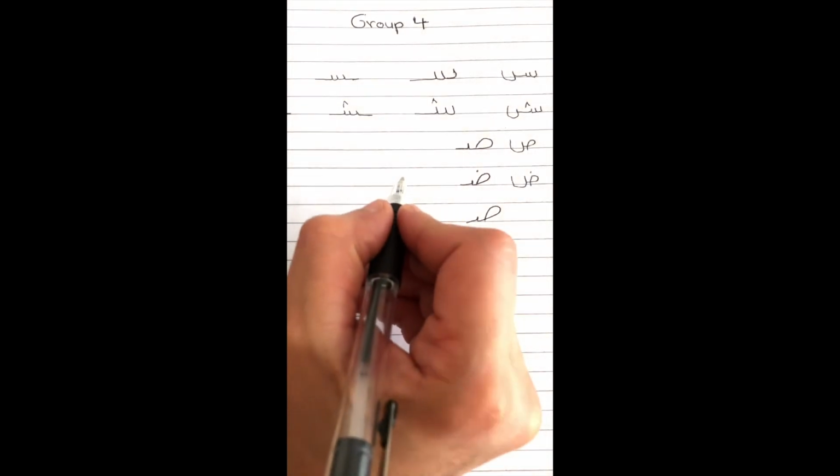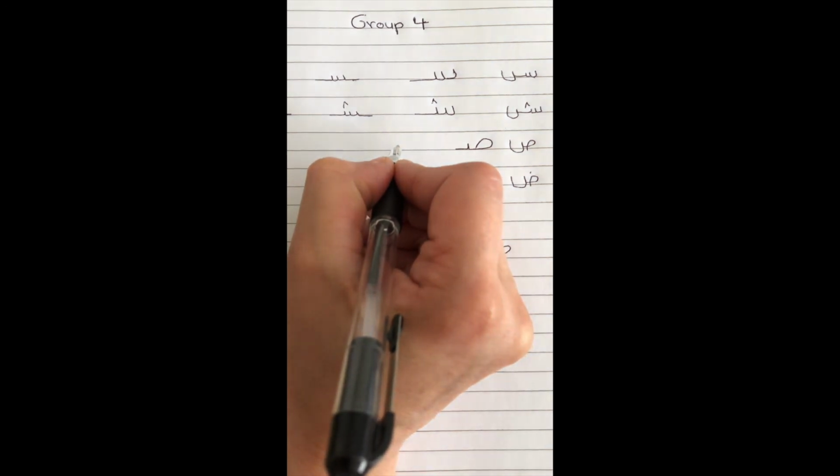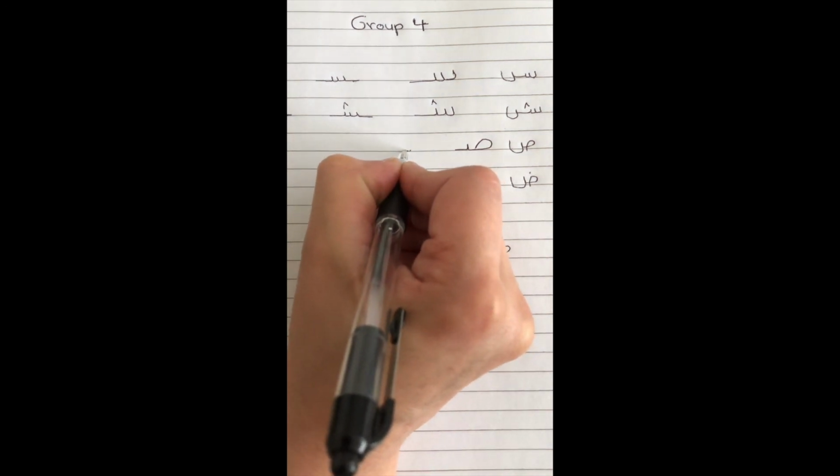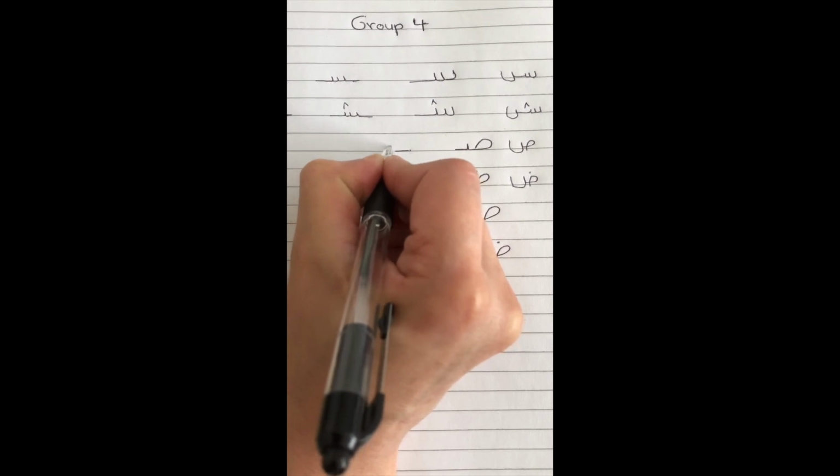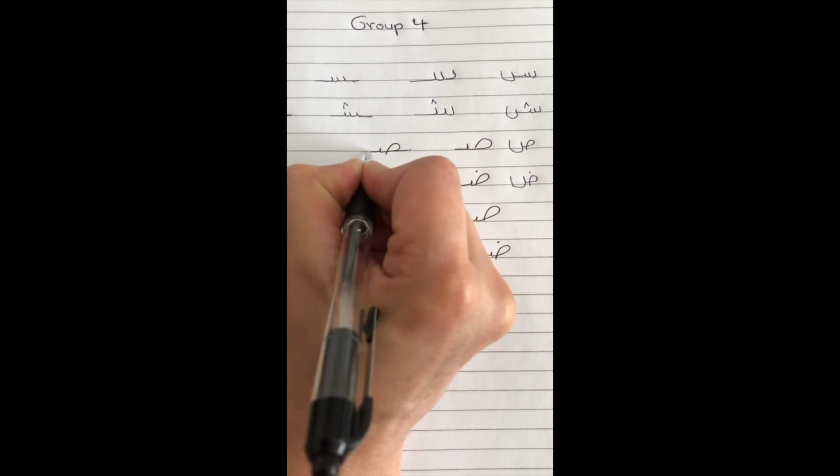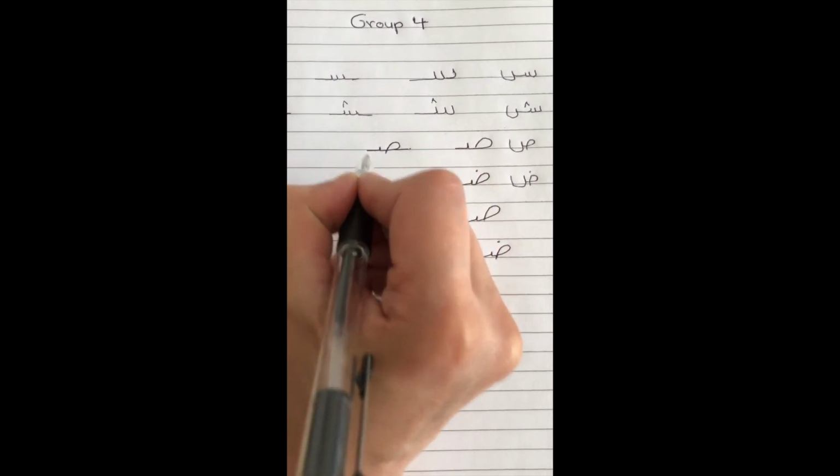Sad and Dad in an initial position. Sad and Dad in a medial position. Just follow the same steps as the initial position, but don't forget about the hands on both sides. Right hand, an oval shape, and another hand.